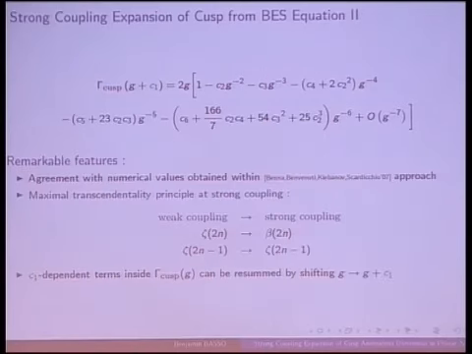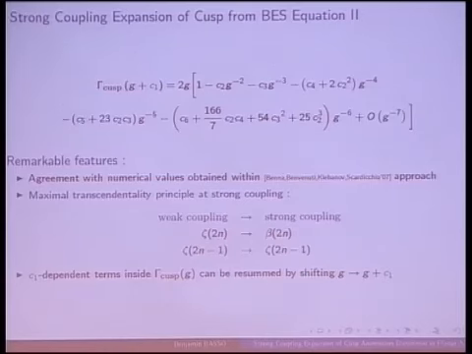So what can we say about this development? First of all, it is in agreement with the numerical values obtained in the numerical approach I presented before. Then it fulfills a kind of maximal transcendentality principle. And the difference with the weak coupling is that you have to change zeta with even indices into beta with even indices and keep zeta with odd indices intact.